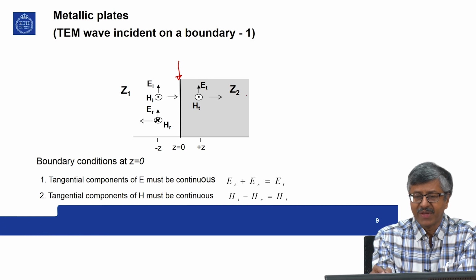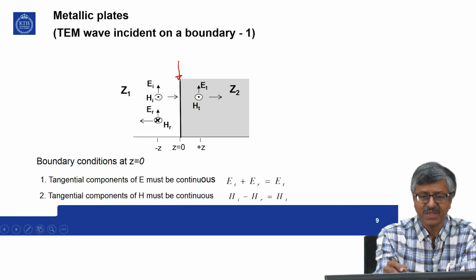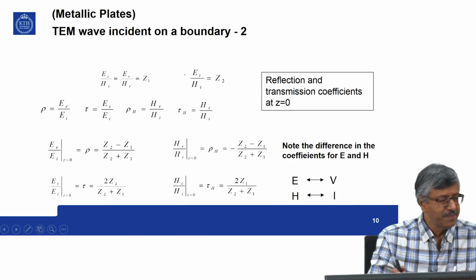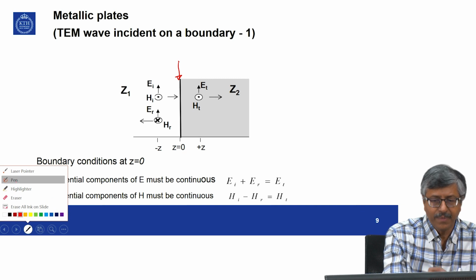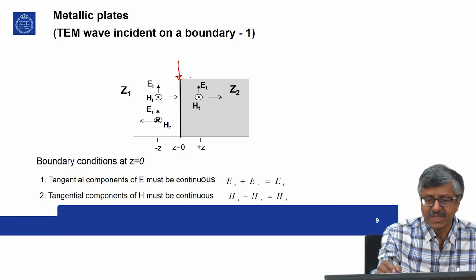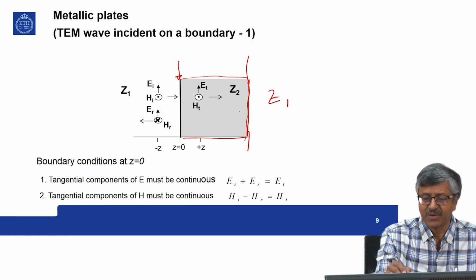So, then after that it goes into the other impedance. So, this is the boundary of the shield. The shield itself is, this is the shield, this is just the boundary, and this is again Z1 when it is coming out. So, this is the thickness of the shield.